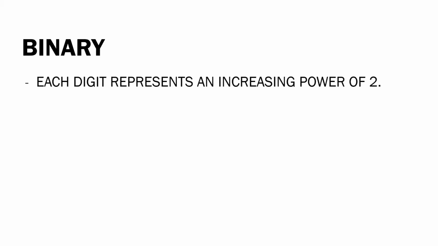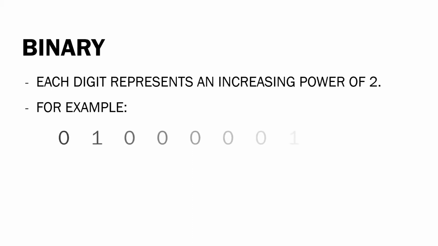Since each digit of a binary has only two values, each digit represents an increasing power of 2. For example, a binary 01000001. The rightmost digit in a binary is called LSB, or the least significant bit, which has a positional value of 2 raised to 0. Next is 2 raised to 1. After 1 is 2, so 2 raised to 2. We have here an increasing power of 2.